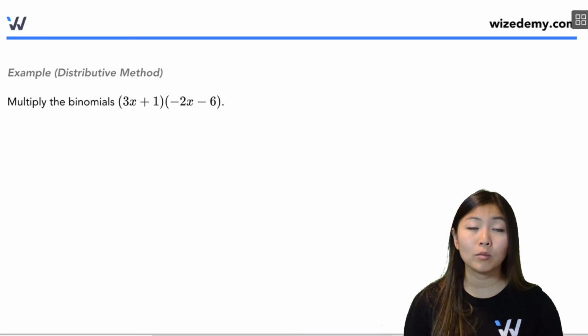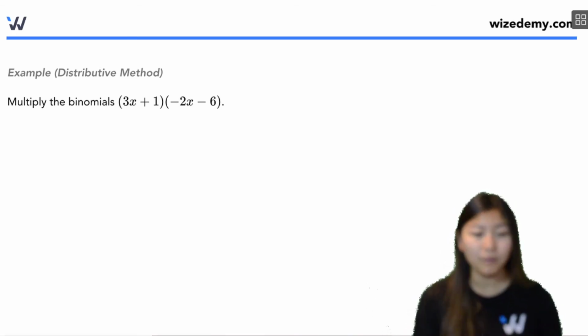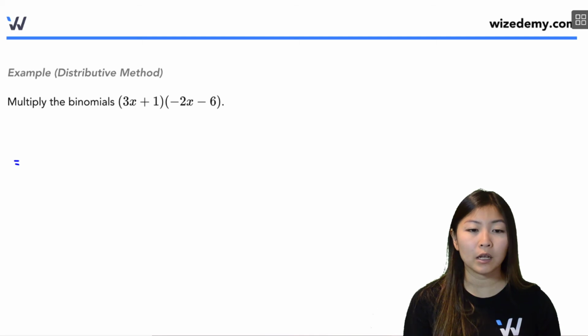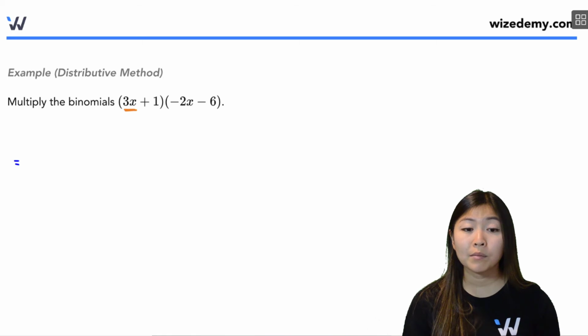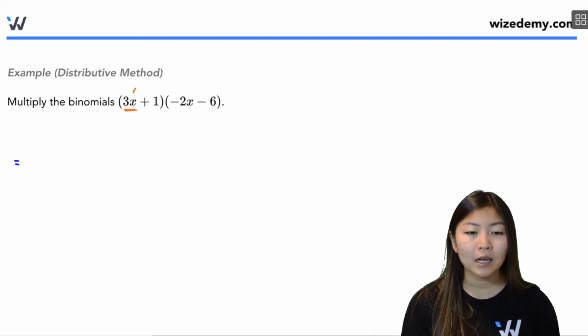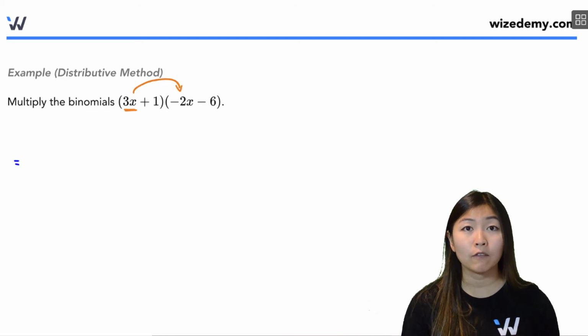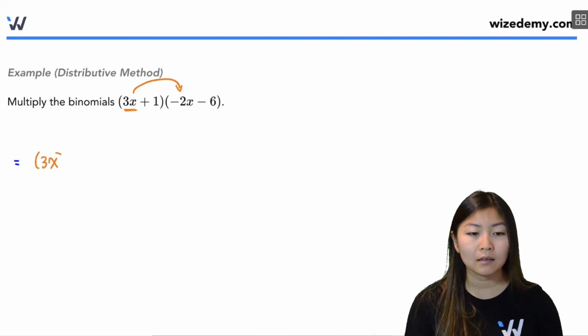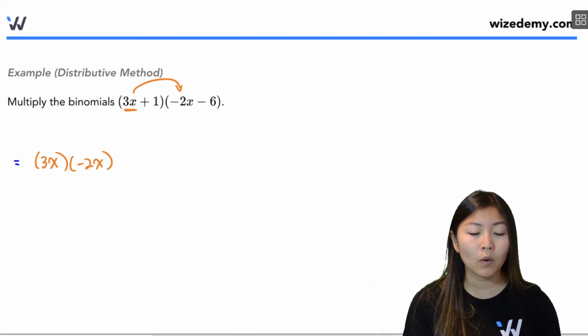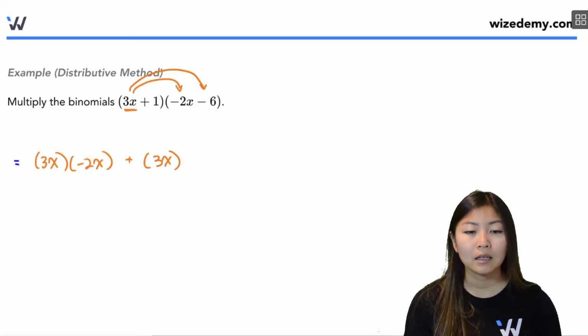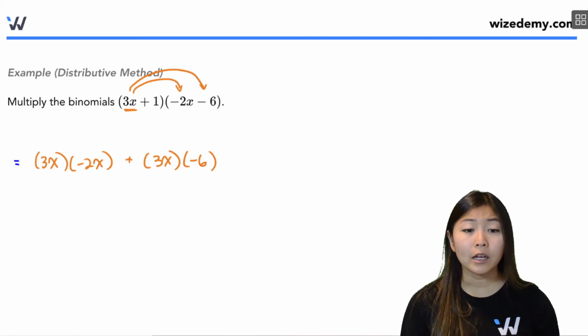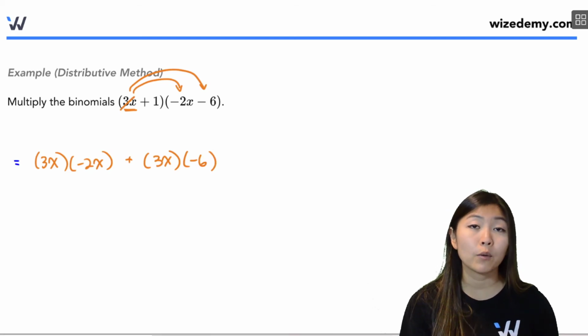So again, we have two binomials here. They're the same binomials as the last example. We are going to use the distributive property. So in bracket number 1, I have person number 1, 3x. Person number 1 wants to go meet everyone else in the party, okay, meaning in the other bracket. So first I'm going to have a 3x times a negative 2x because they have to meet. So that's 3x times negative 2x. Then this person wants to go and meet the second person in the party. So I'm going to have a 3x times a negative 6.